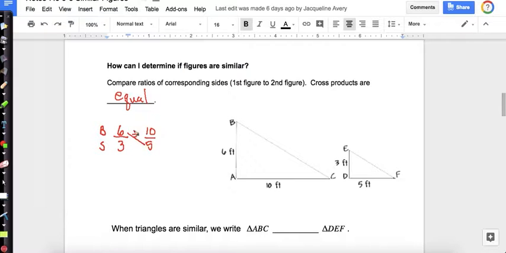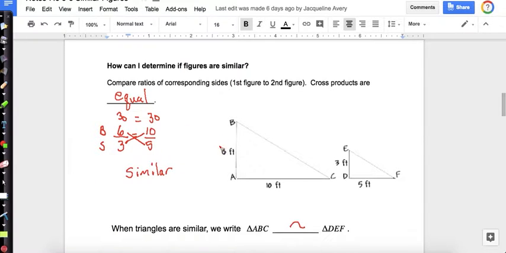So we can do 6 times 5 is what? 30. And 10 times 3 is 30. So they are both equal. Therefore, when triangles are similar, let's backtrack for a second. Since the cross products are equal, we can say that they are similar. And now when triangles are similar, we write triangle ABC is similar to triangle DEF. So we can either write the words or write it using the symbol.